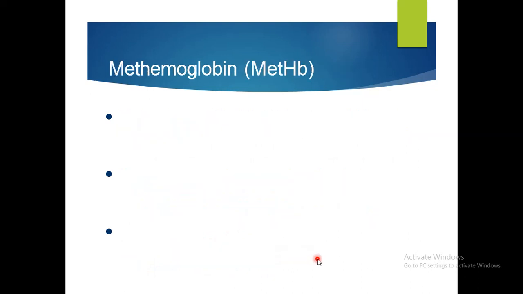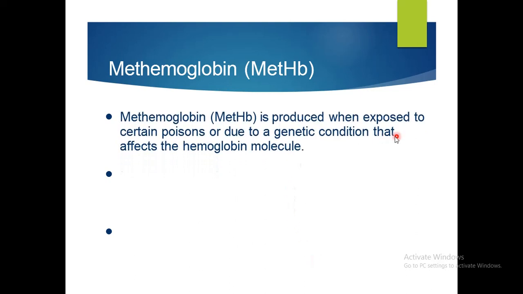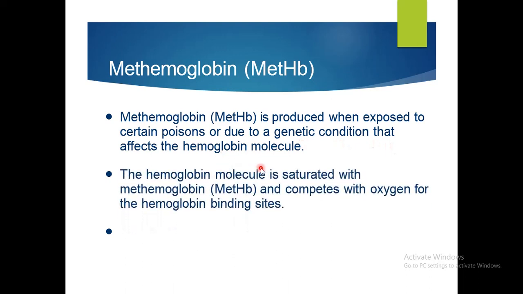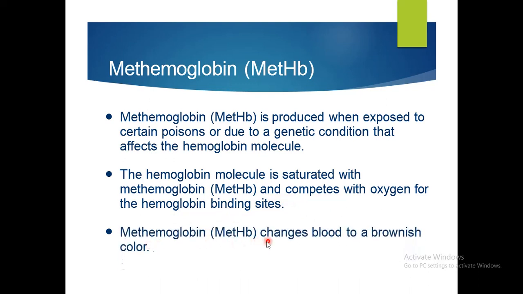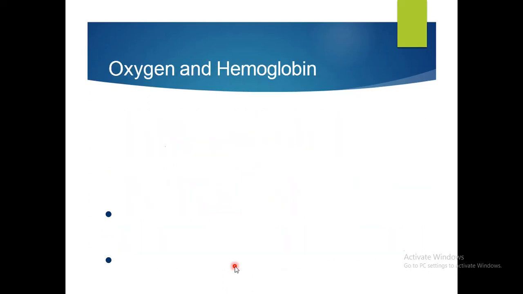And what happens in methemoglobinemia? Methemoglobin is produced when exposed to certain poisons or due to a genetic condition which affects the hemoglobin molecule. In this case, hemoglobin is saturated with methemoglobin, which competes with oxygen for hemoglobin binding sites. The methemoglobin changes blood to a brownish color.